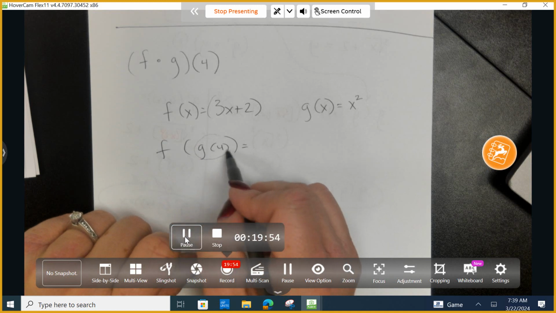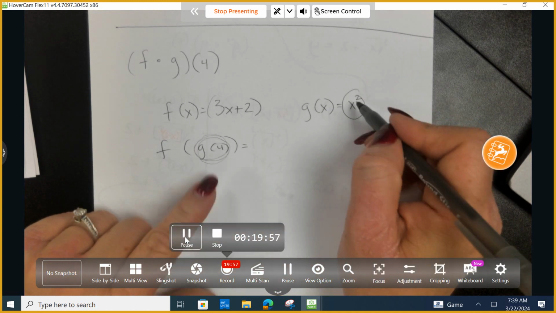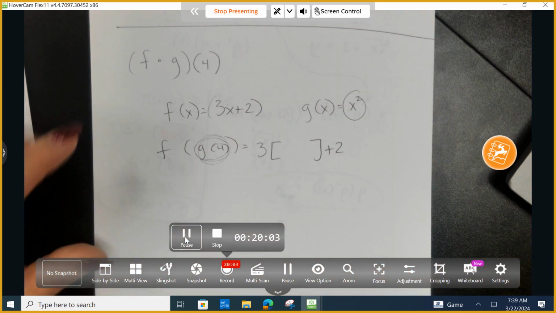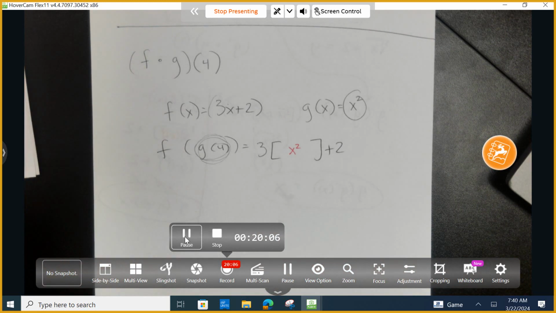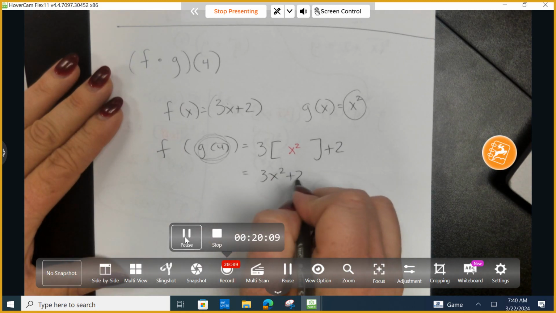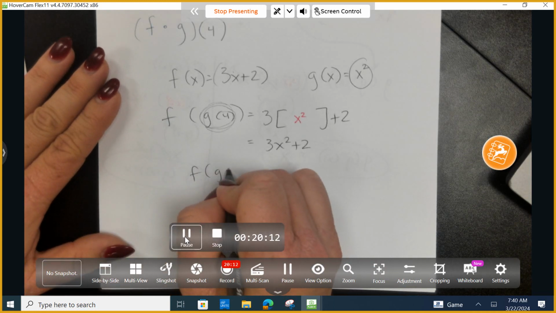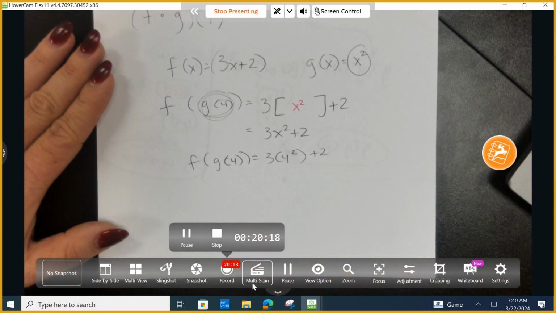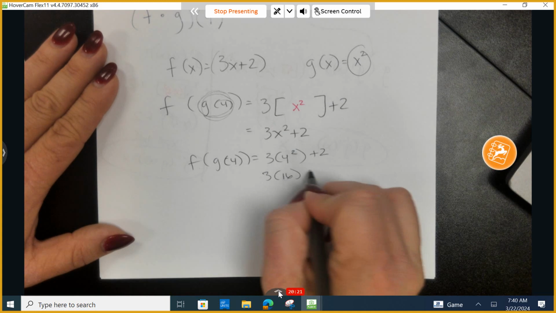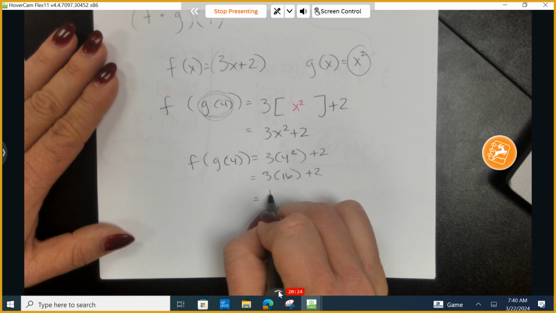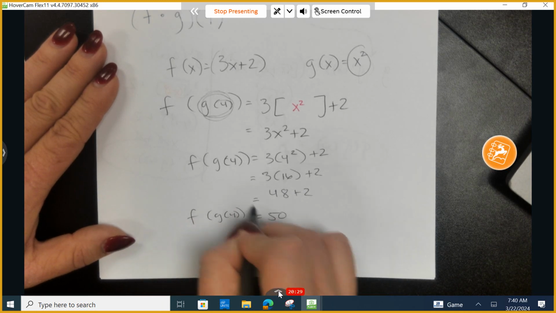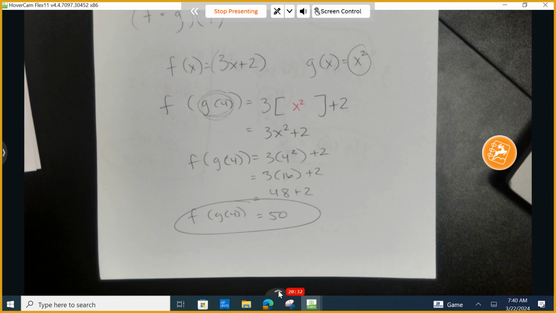So I'm going to take function g and I'm going to plug it in to f. Thumbs up, thumbs down if you got this answer when you're done.